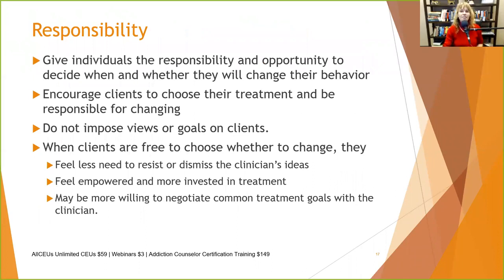Responsibility. Give individuals the responsibility and opportunity to decide when and whether they will change their behavior. It's up to them. Encourage them to choose their treatments and be responsible for changing. So I'm not just writing out a treatment plan for them and going, here, do this. I'm saying, okay, here are your options. What do you think is going to work best, and how can we make that work for you?